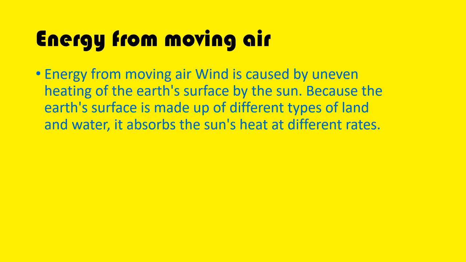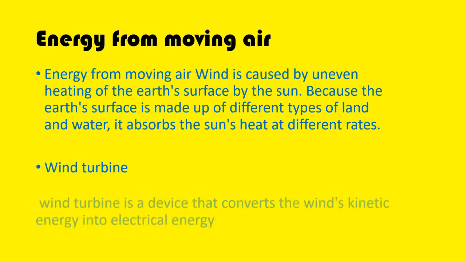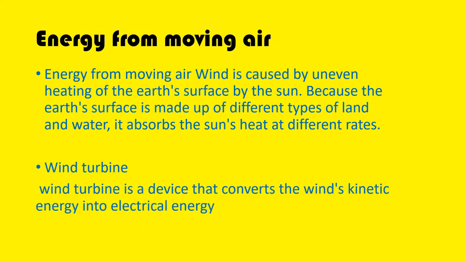First thing, energy from moving air. How does energy come from moving air? It's by the wind. Wind is caused by uneven heating of the Earth's surface by the sun. Because the Earth's surface is made up of different types of land and water, it absorbs the sun's heat at different rates. But by which device? Actually, it's by the wind turbine. This wind turbine is a device that converts the wind's kinetic energy into mechanical or electrical energy.